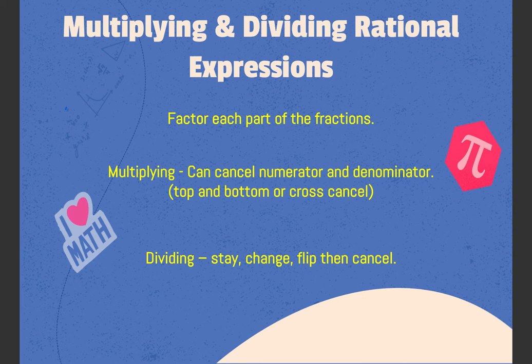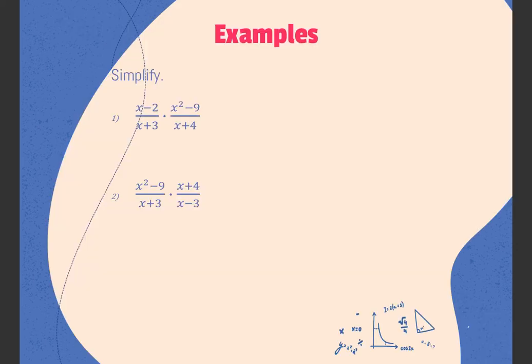For multiplying, you can cancel the numerator and the denominator like we did yesterday, or you can cross cancel. So I can do the top left with the bottom right, the top right with the bottom left. And then if you're dividing, you're going to stay, change, flip, or keep, change, flip, which means keep the first fraction in the order it is, change your sign from division to multiplication, and then flip the second fraction. And then you're going to do the same thing, cancel either top to bottom or diagonally. So they're going to look like this.